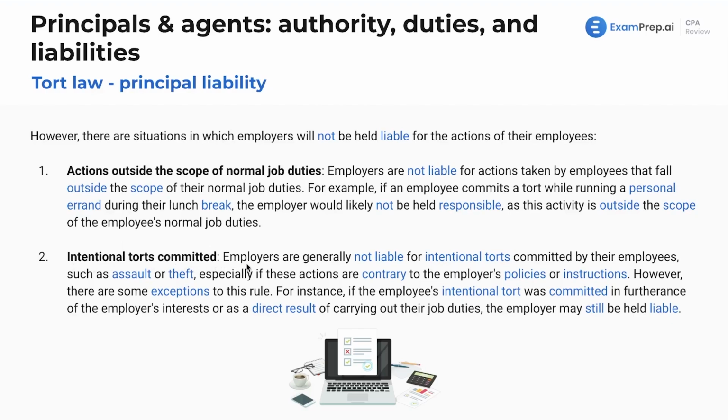Intentional torts committed: employers are generally not liable for intentional torts committed by their employees, such as assault or theft, especially if these actions are contrary to the employer's policies or instructions.